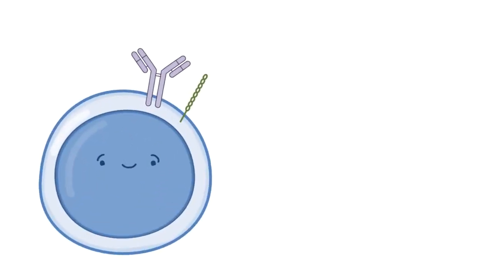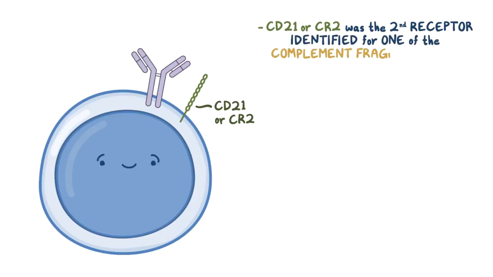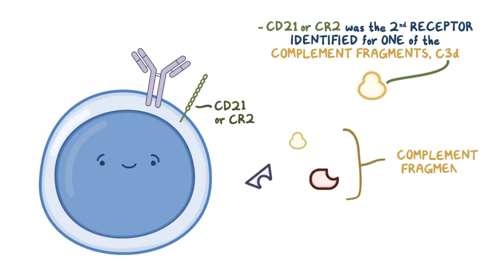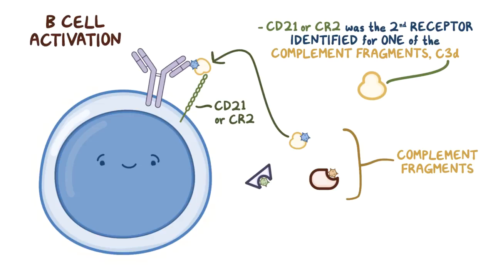An entirely different, alternative way for a B cell to be stimulated is using the molecule CD21, which is also called CR2 because it was the second receptor identified for one of the complement fragments, C3d. In the complement pathway, a variety of complement fragments are produced, many of which can bind non-specifically to antigens. C3d can bind to an antigen and can then be bound by CD21 on a B cell. So if a B cell has a B cell receptor that's bound to an antigen, and it also has a CD21 that's bound to an antigen, then that will also initiate B cell activation.